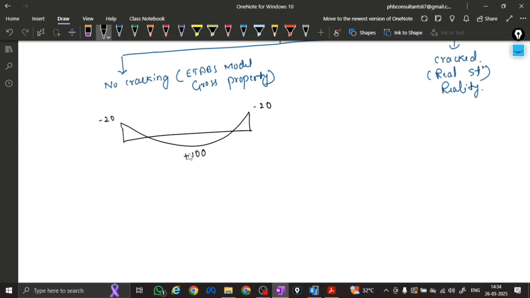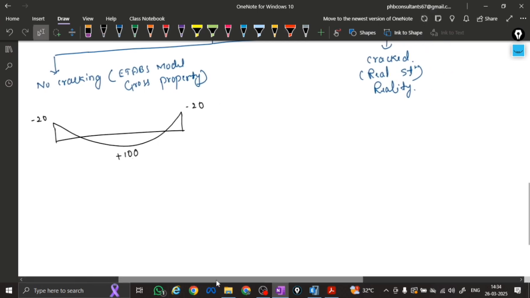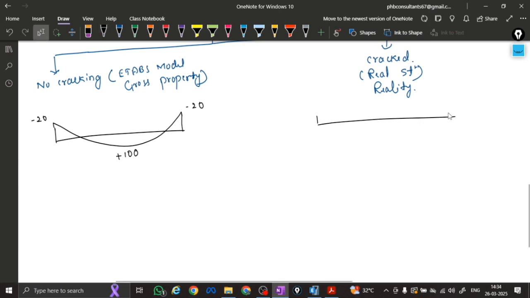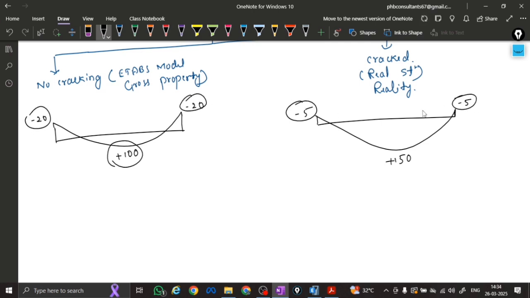Similarly, in reality, how will it be? The span moment is maximum compared to this, and support moments are less compared to these values. Let's call this x value and x value, and this one y value. In reality the support values are less than x and the span value is more than y, like this.